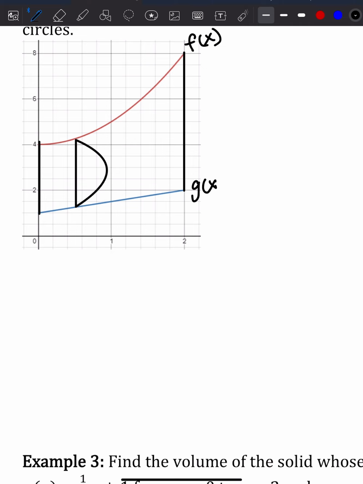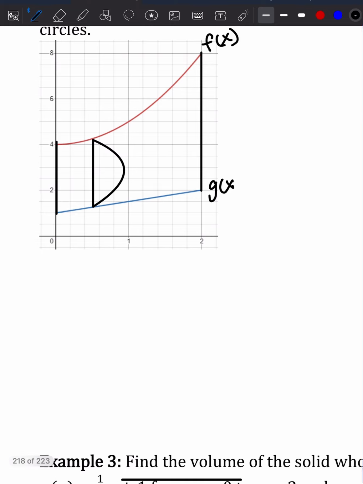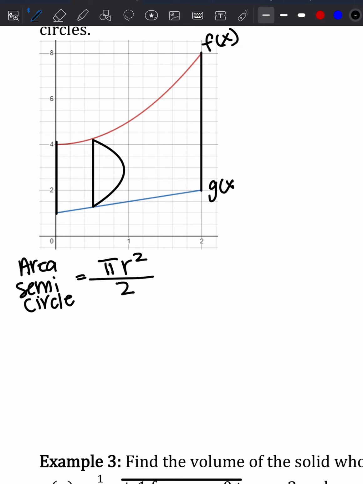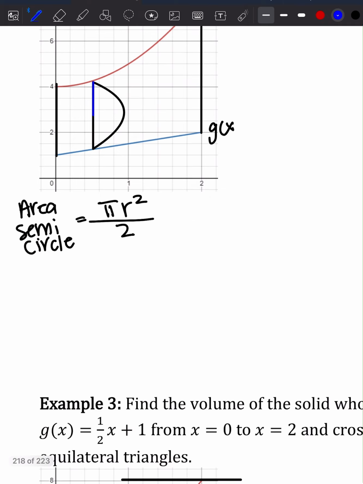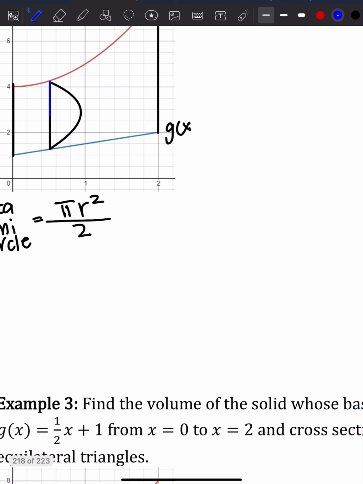So things that we need to remind ourselves: the area of a semicircle is the area of a circle divided by 2. So the area of a circle is pi r squared, divided by 2. One of the things that we have to remember here is r is radius. When we look at our problem here, this distance between our two functions is actually the diameter. So when we talk about radius, we only want half. So our radius is going to be the big piece here that we have to figure out.